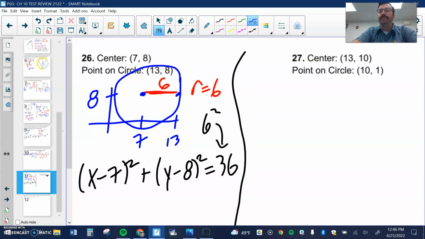Let's try the next one. This should be (10, 10). For some reason it got cut off. I don't understand why. It's weird. I thought it was weird, and it definitely was weird.